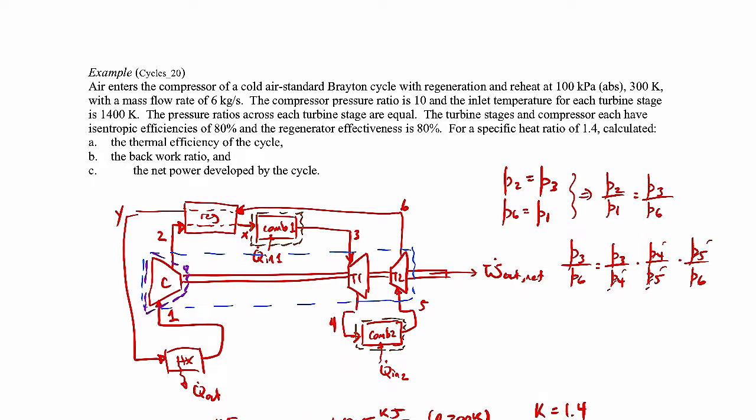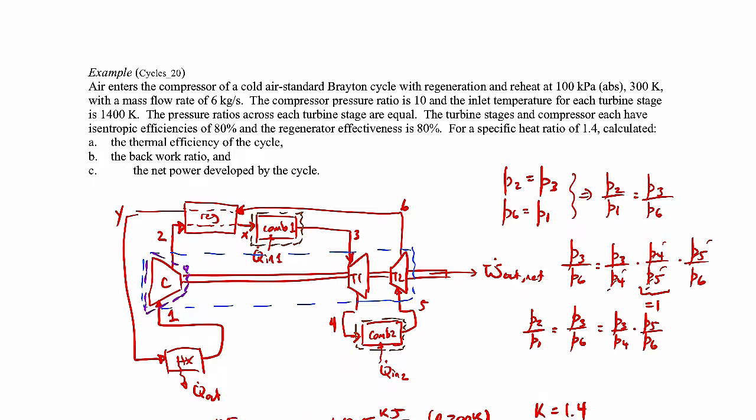So P4 over P5 is going to equal 1 because that's just going through the combustor, and we know the pressure doesn't change there. So what we're left with is P3 over P6, which of course we said before was equal to P2 over P1. It's going to be P3 over P4 times P5 over P6. Okay?